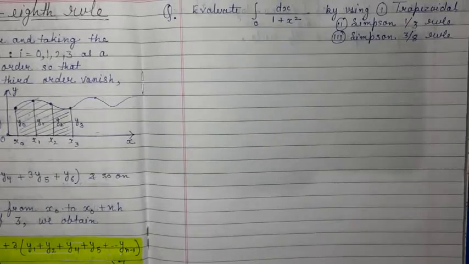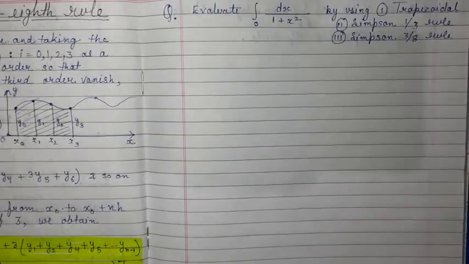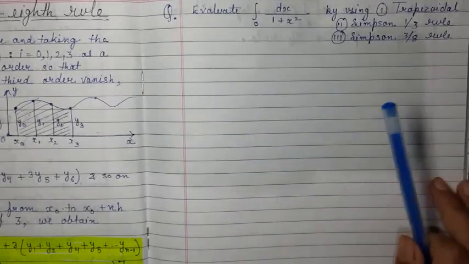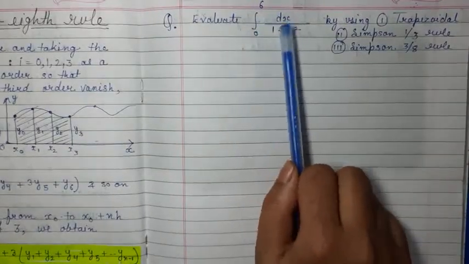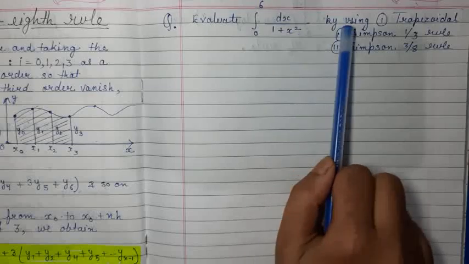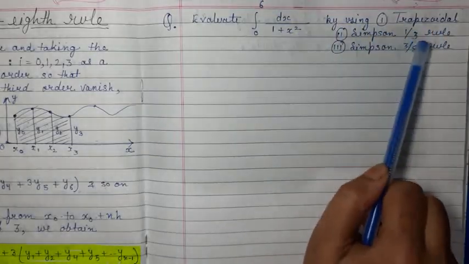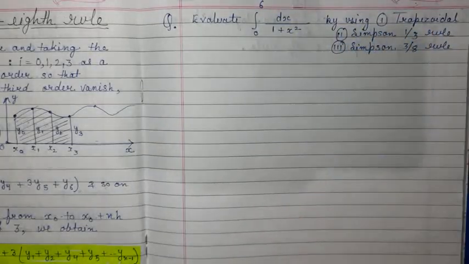Hello students, in the last class I explained the formula for the trapezoidal rule, Simpson 1/3 rule, and 3/8 rule, and I said that in the next class we will go through the numericals. So here is your first numerical. We have to evaluate the integral from 0 to 6 of dx by 1 plus x square using the trapezoidal rule, Simpson 1/3 rule and Simpson 3/8 rule.